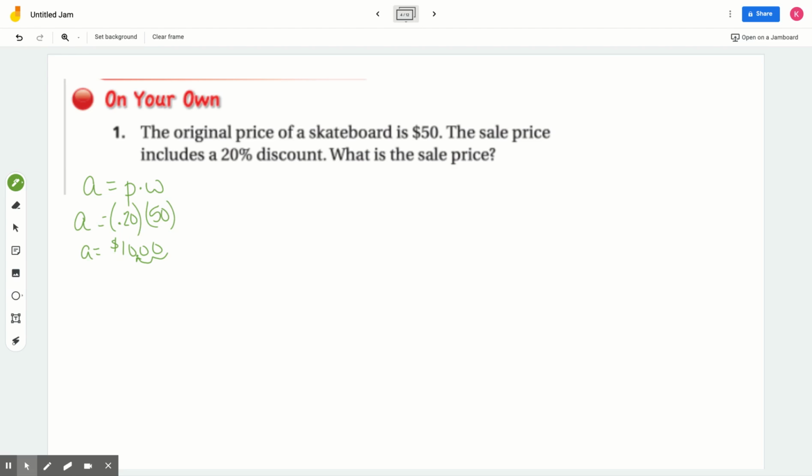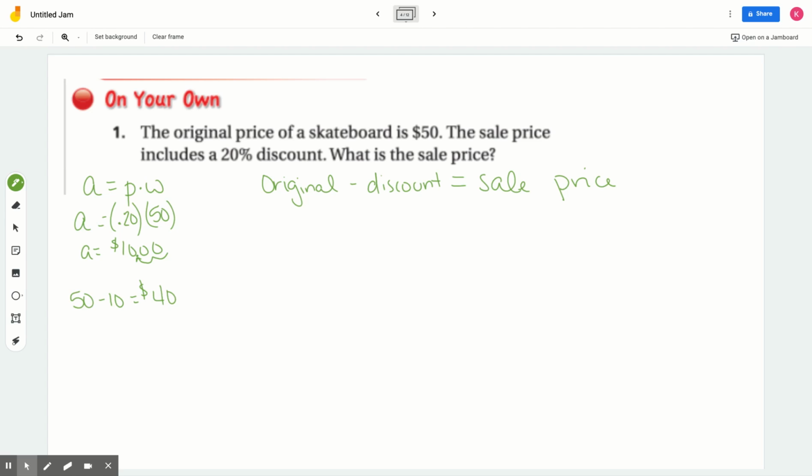But it's asking us, what is the sale price? So if this is the discount, we can take the original minus the discount. We have to subtract because the price is going down. Will give us the sale price. So here we can say that 50 minus 10 will give us a sale price of $40.